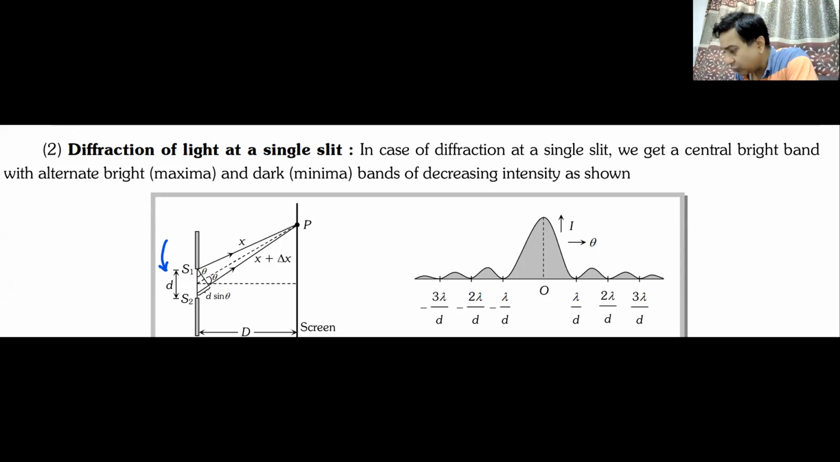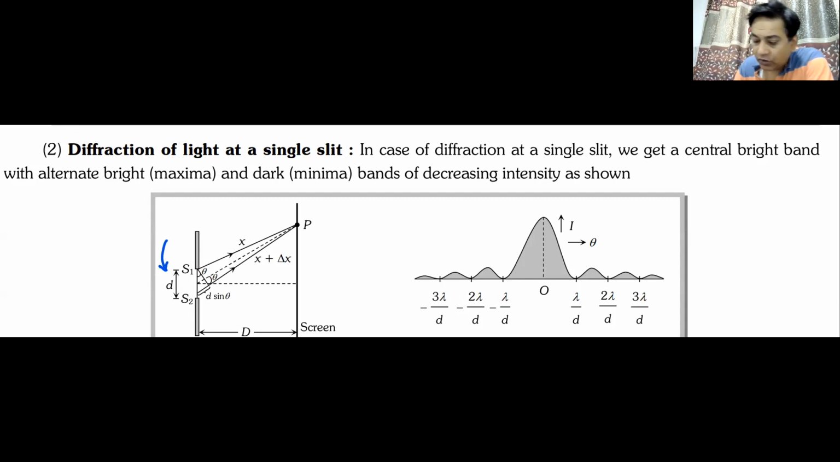In interference, we had two slits. The distance between the two slits was given by small d. Here, instead of two slits, we only have one slit, and d tells us the width of the slit. Do we understand this? Yes or no? Yes, sir.